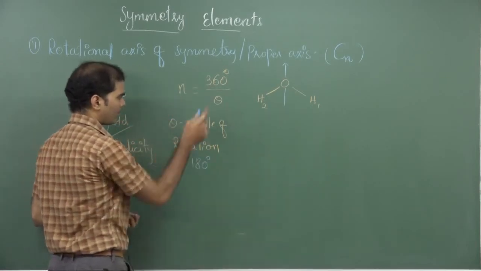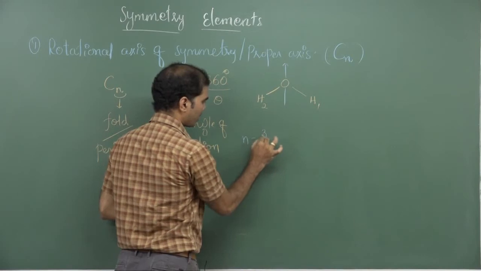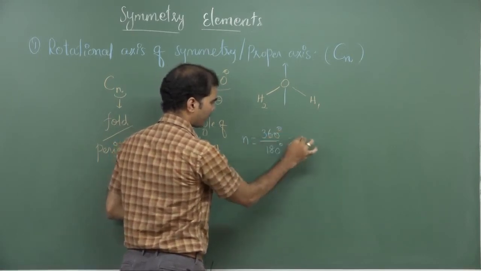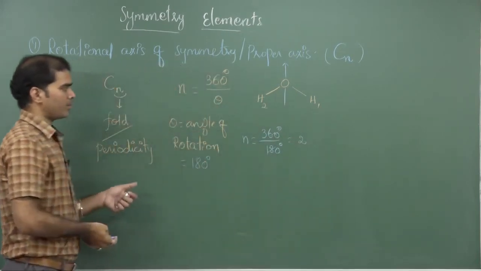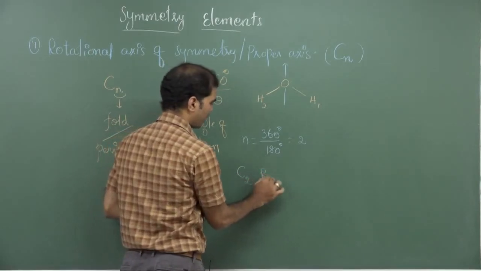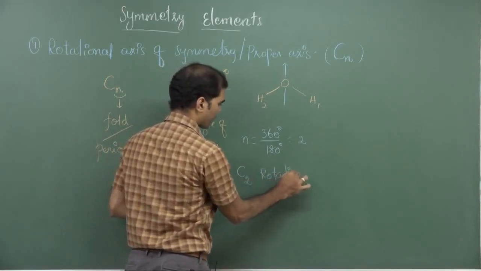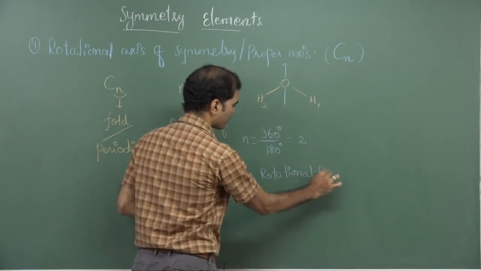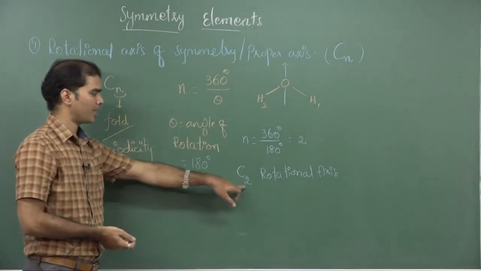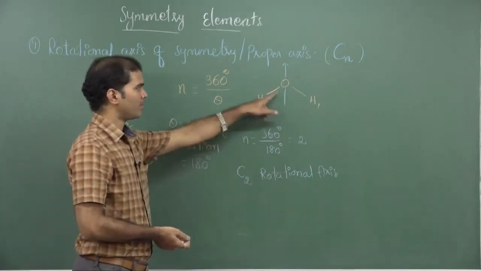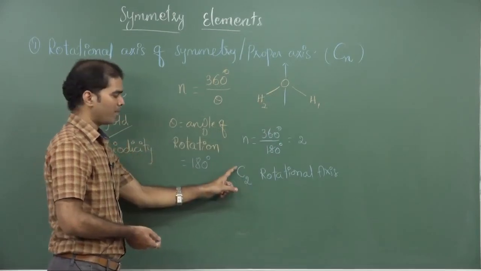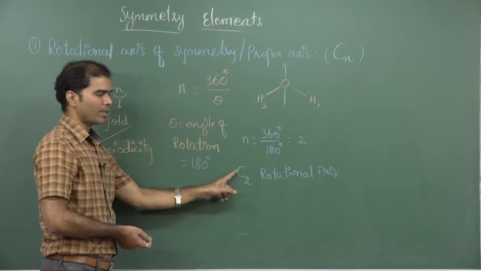So what is N for the water molecule? It is 360 degree by 180 degree. That gives you 2. So for this reason we say the water molecule has a C2 rotational axis. 2 represents the fold. So the principal axis in the water molecule is a two-fold rotational axis. Whenever we have C2, we have to read it as a two-fold rotational axis.